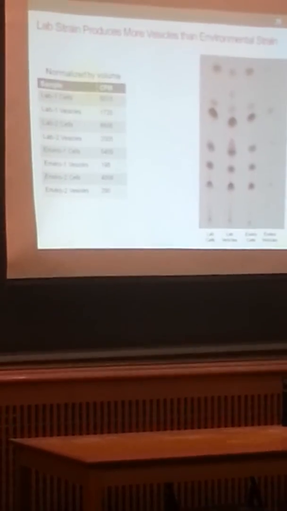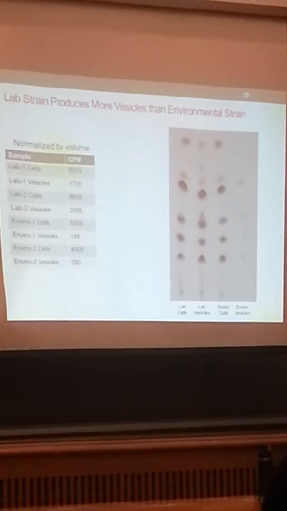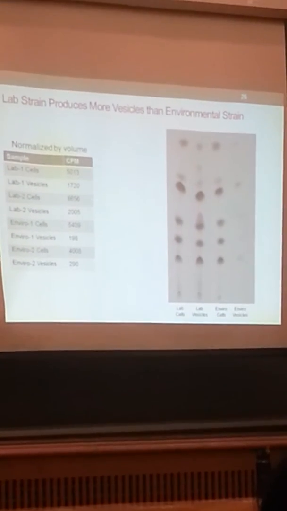One thing to note is that all of these cells have incorporated about the same amount of radioactivity, so it's not an issue of maybe the environmental strain incorporating a quarter of the radioactivity that the lab strain did. So it really indicates that there are fewer of these vesicles.